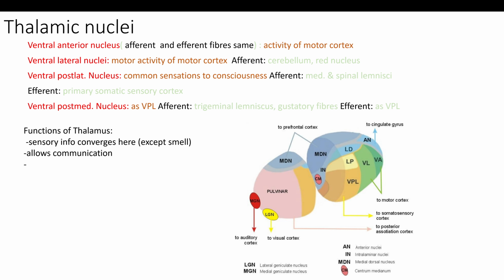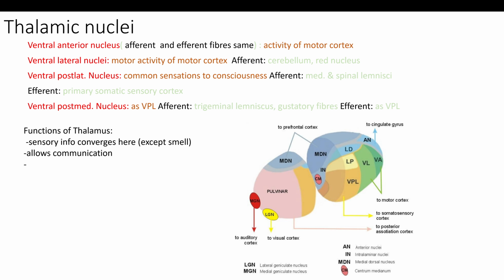The ventral lateral nucleus influences motor activity of the motor cortex. Afferent fibers are from the premotor cortex, substantia nigra, corpus striatum, reticular formation, hypothalamus, other thalamic nuclei, and cerebellar nuclei. It is the same as with the ventral anterior nucleus, with the addition of the red nucleus and the cerebellum. The efferent fibers are just the same.